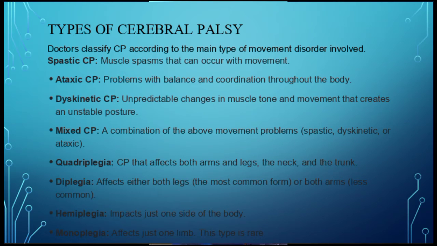Types of cerebral palsy. Doctors classify cerebral palsy according to the main type of movement disorder involved. We have types like spastic cerebral palsy, ataxic cerebral palsy, dyskinetic cerebral palsy, mixed cerebral palsy, quadriplegia, diplegia, hemiplegia, or monoplegia. There are a lot of types of cerebral palsy.